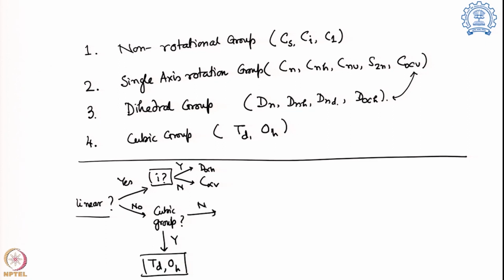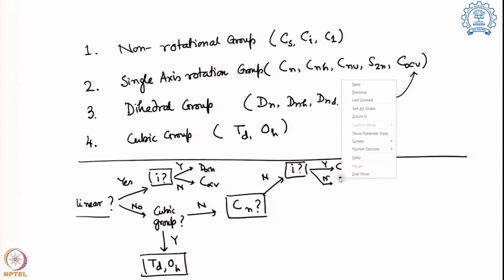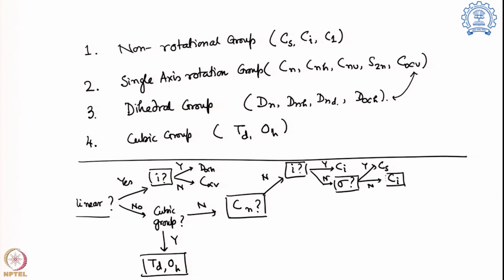If the answer is no, the next question we ask, do you have a principal axis of rotation or not? If the answer is no, then the next question you ask, do you have a center of symmetry i? If the answer is yes, you belong to Ci. If the answer is no, then the next question you ask, do you have a plane of reflection or not? If the answer is yes, then you belong to Cs group. If the answer is no, you belong to C1 point group. So, these are the different point groups we can find over here.